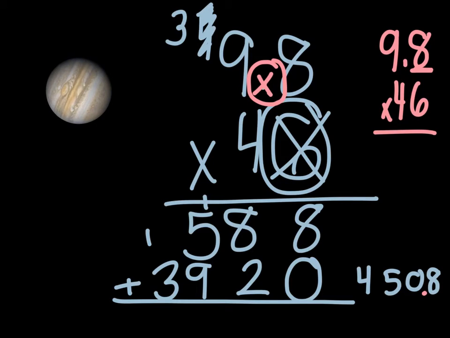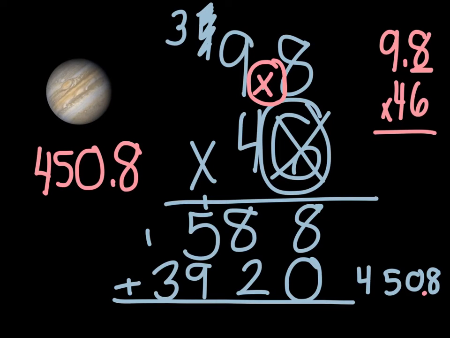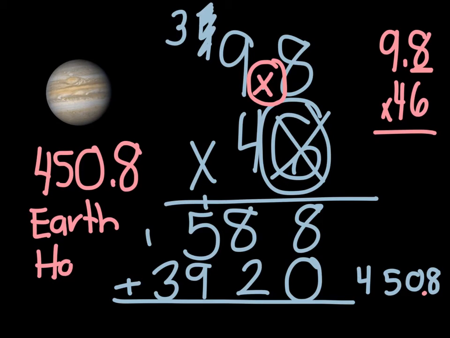So my final answer for the Jupiter days problem is 450 and 8/10 Earth hours. So that would be my label there. So you want to count how many spots are behind the decimal point and then make sure that goes in your final answer. Let's do another one together.